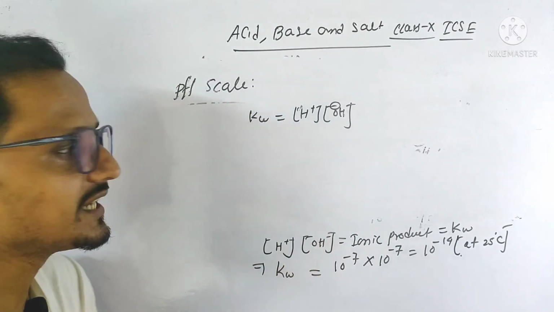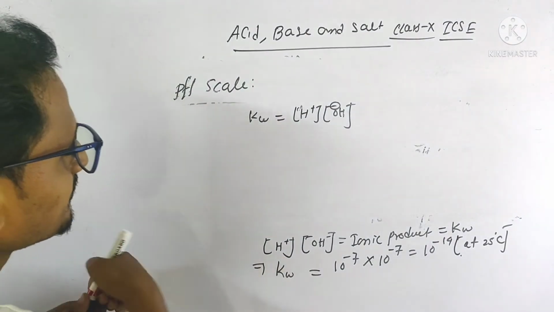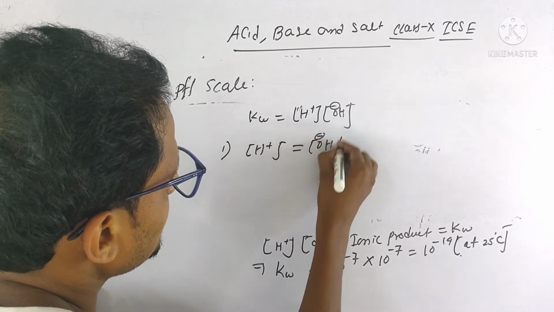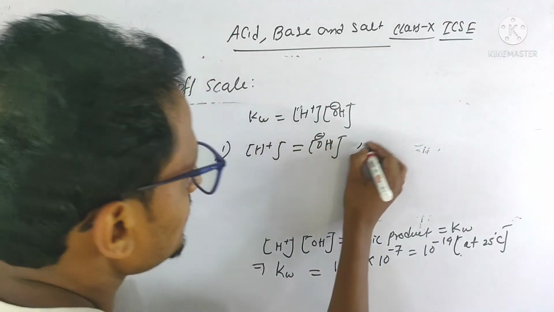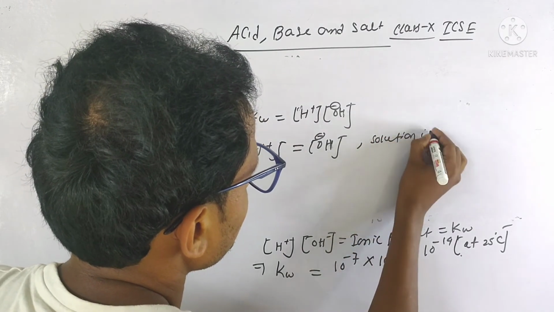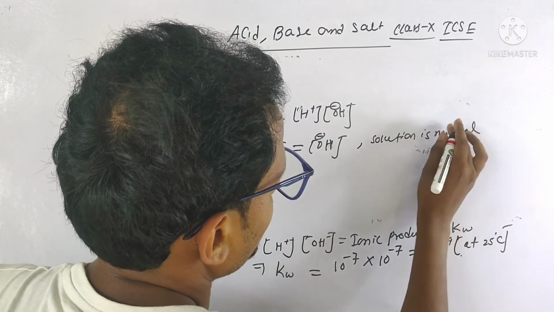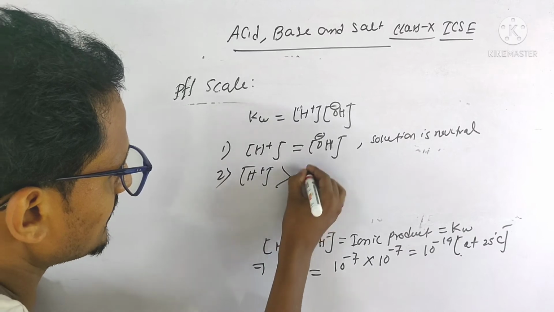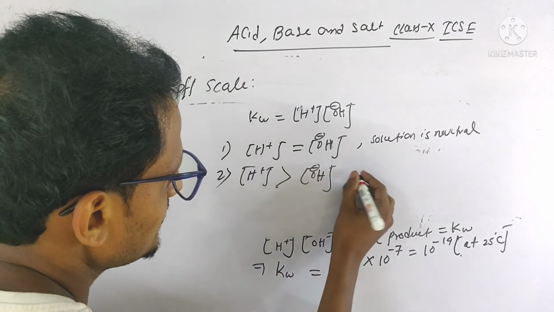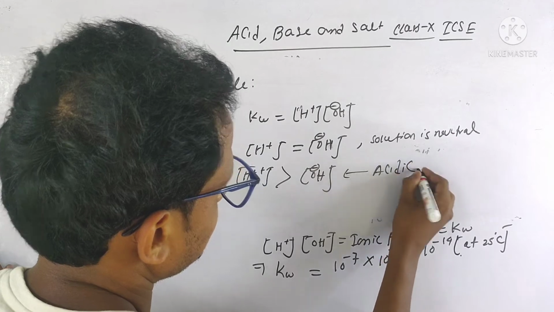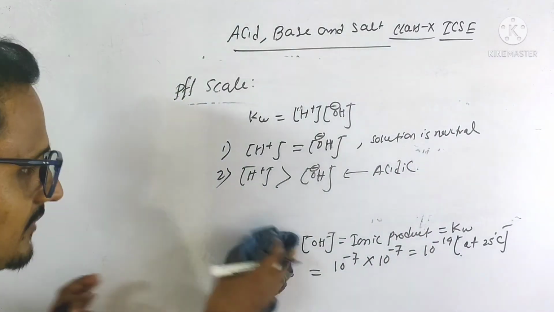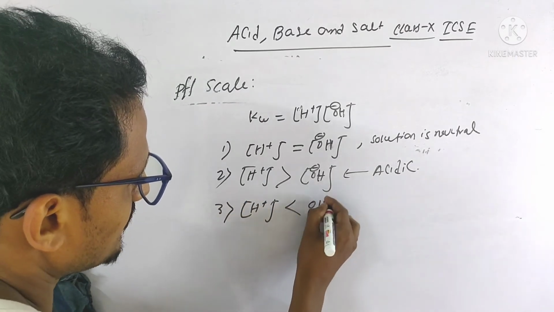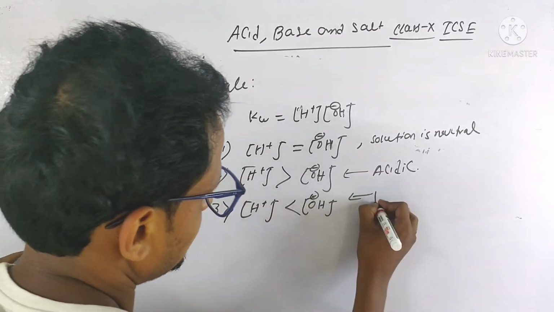So to sum up, we can take three conditions. If H plus ion concentration is equal to OH minus ion concentration, then the solution is neutral. Next, if H plus ion concentration is greater than OH minus ion concentration, the solution is acidic. If H plus ion concentration is less than OH minus ion concentration, the solution is basic.